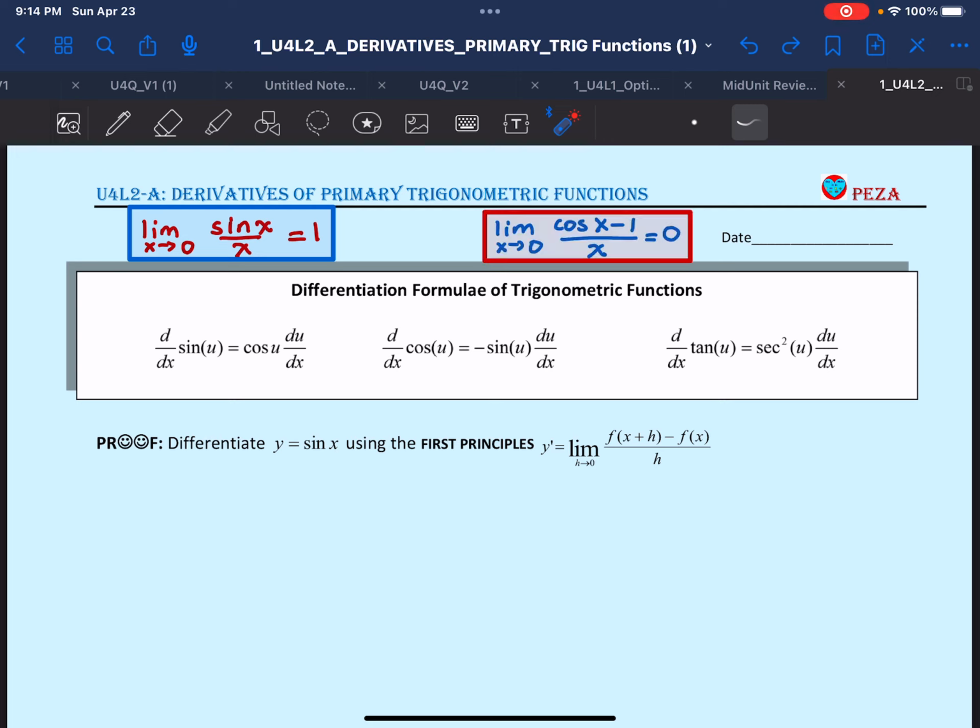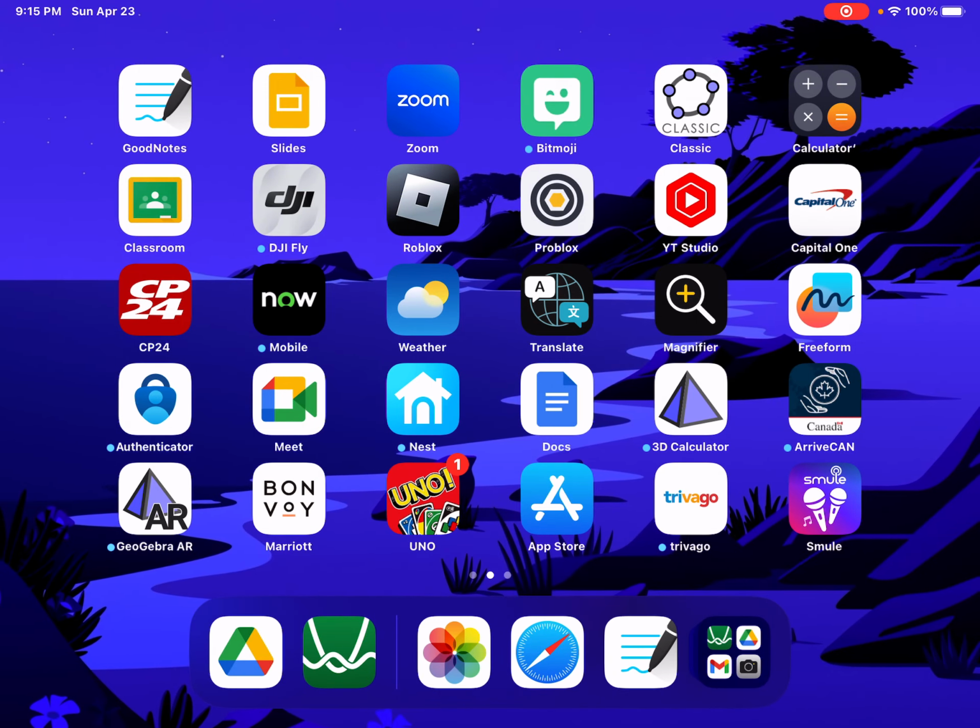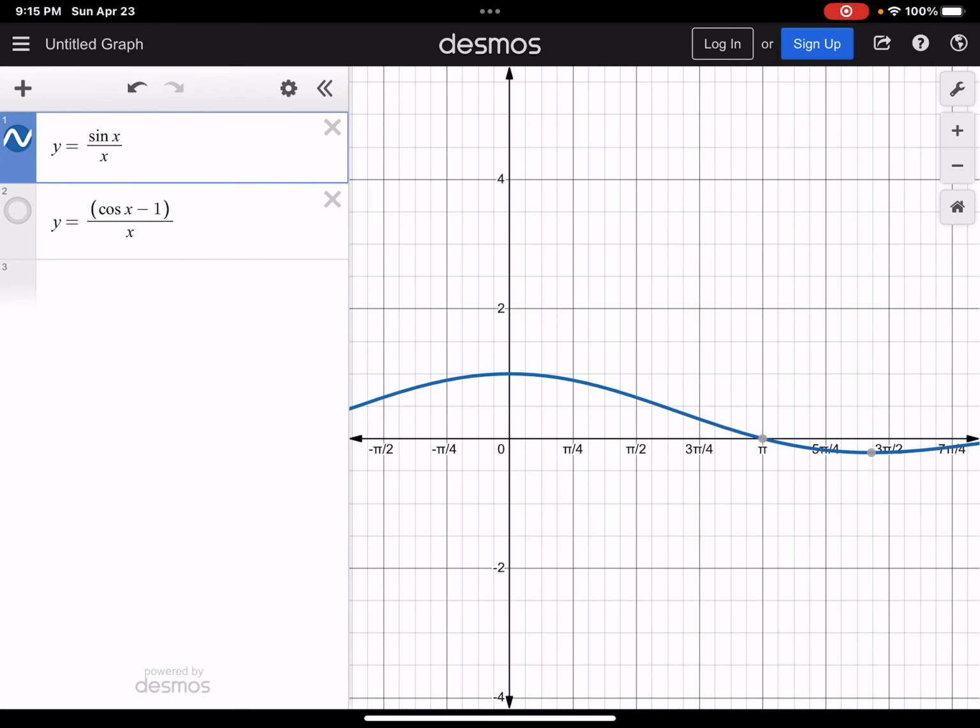The second important limit that we will have to use in order to prove the derivatives of trig is the limit of cosine. So we say that the limit as x approaches 0 of cos x minus 1 divided by x is equal to 0. And again, we're going to do the same thing here. We'll take a look at the function cosine x minus 1 divided by x, which is this green graph here.